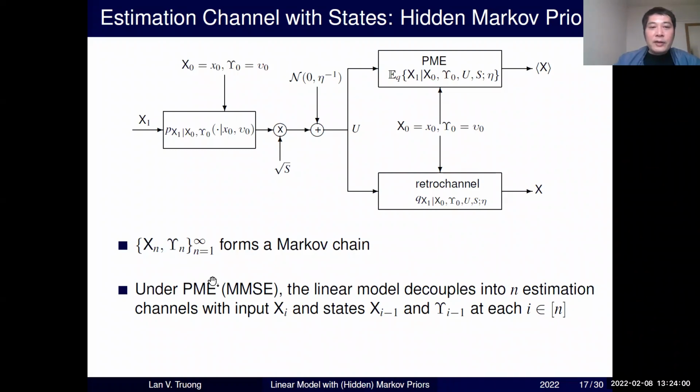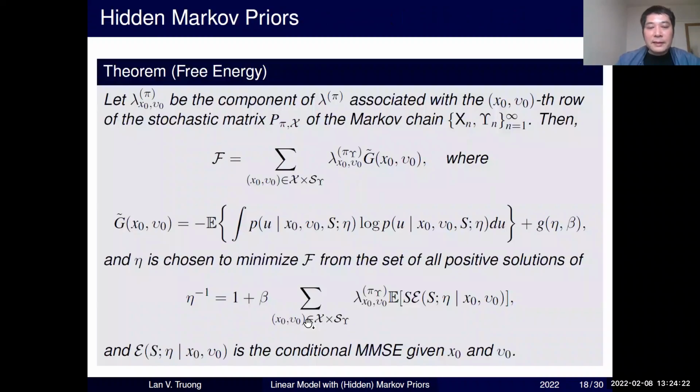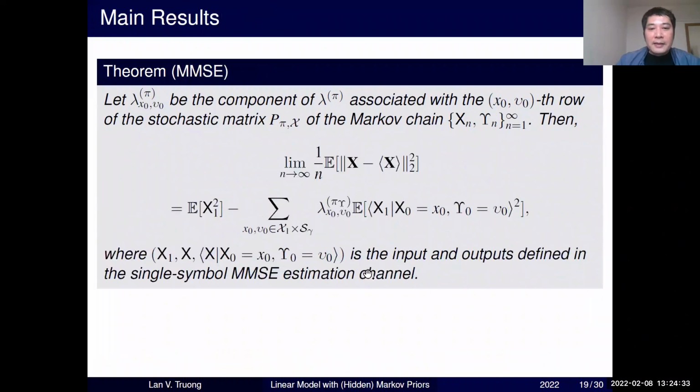The reason is that for the hidden Markov prior, we can see that x_n and gamma_n form a Markov chain. So we can make use of the results for the linear model with Markov chain to obtain the results. Here is the formula for free energy, a linear combination of some conditional free energies, and also the formula for the average MMSE when the dimension n is very large.